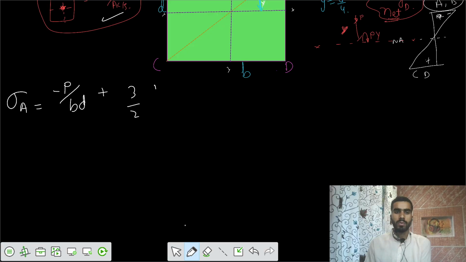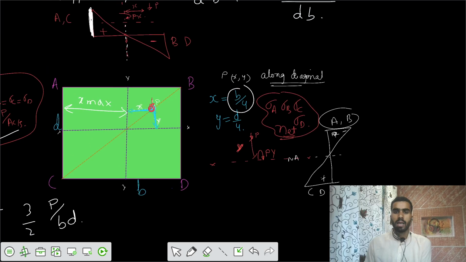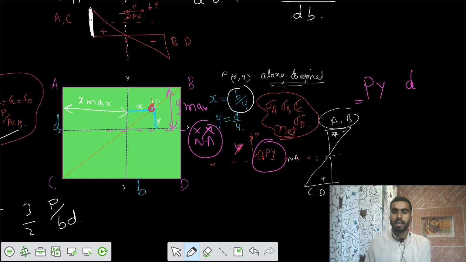Final value of 3 by 2 of P by bd. And third one, you can also calculate that the stress developed here is equal to the moment of P into y, divided by the moment of inertia. What is the value of y maximum we can have? Y maximum about the neutral axis, the x-axis, equals d by 2.